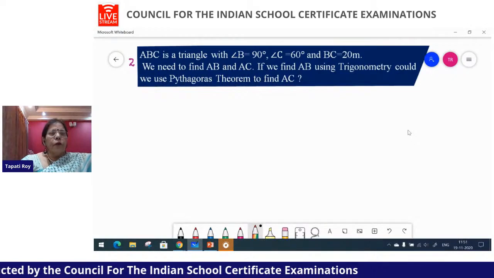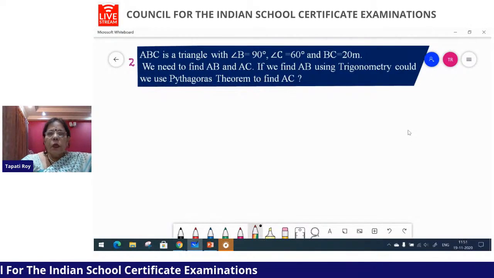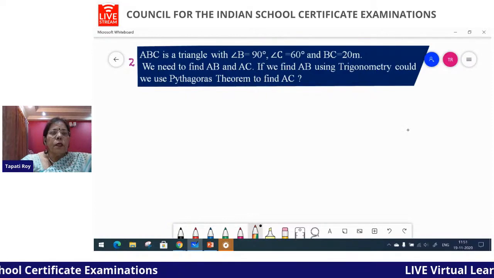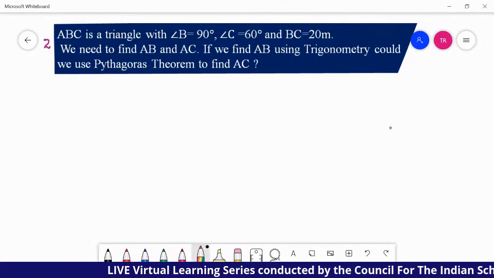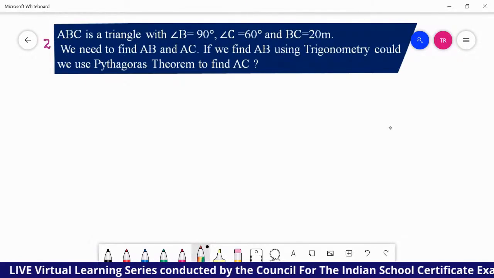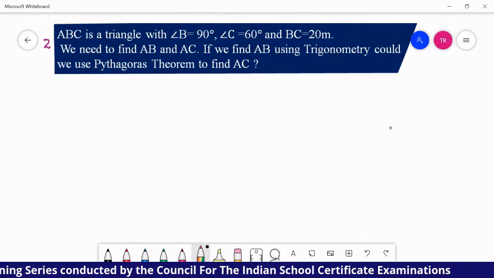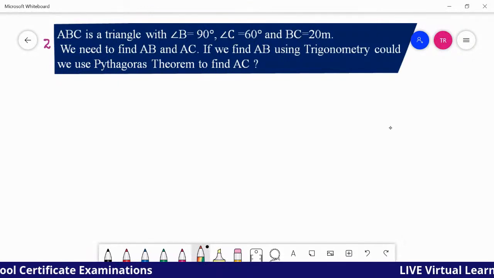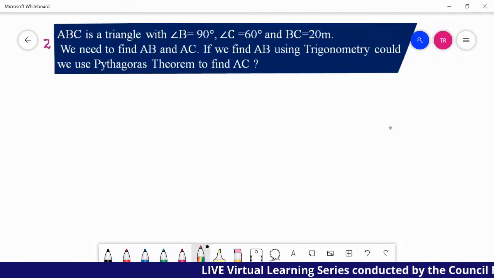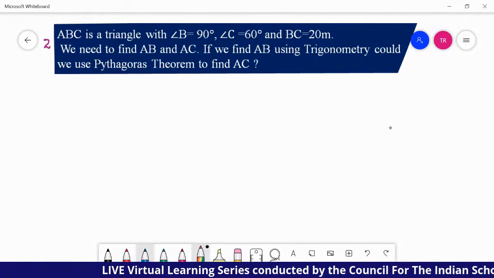Okay, so we have come to our second question. Let us see what it is. ABC is a triangle with angle B equal to 90 degrees, angle C equal to 60 degrees, and BC equal to 20. We need to find AB and AC. If we find AB using trigonometry, could we use Pythagoras theorem to find AC? Okay, let us first see.